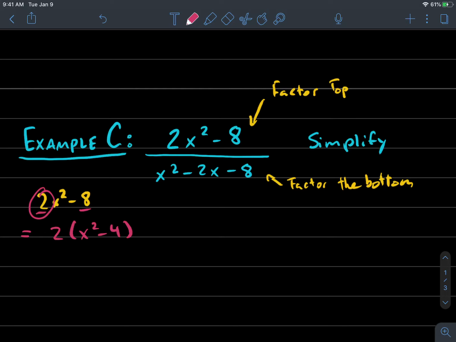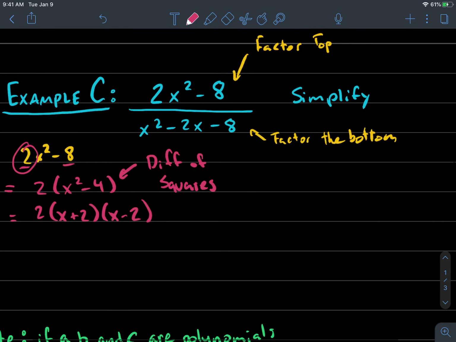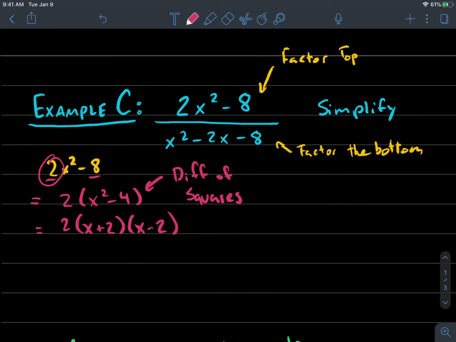All right, and this is a difference of squares, right? Difference of squares. And if you don't remember how to do this, this is from the previous section. So we're going to break this up into x plus 2 times x minus 2. All right. You guys should know how to do this by now. If you don't, you have to look back at your old notes. So this here is now the new top.